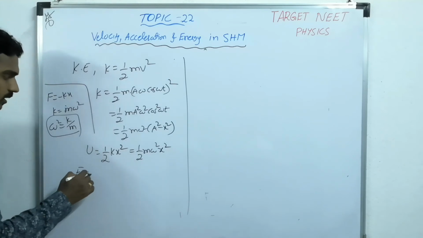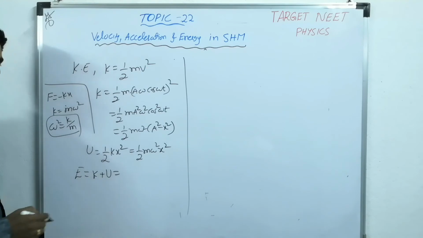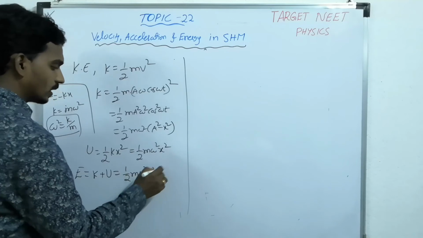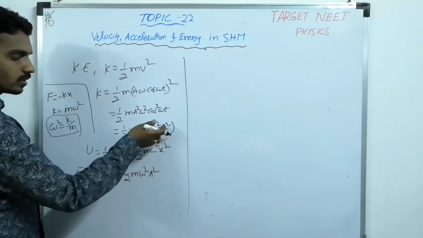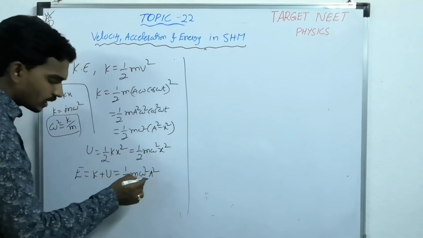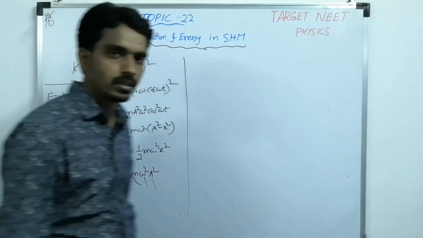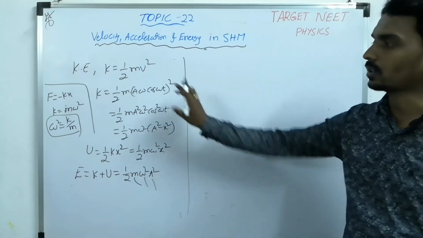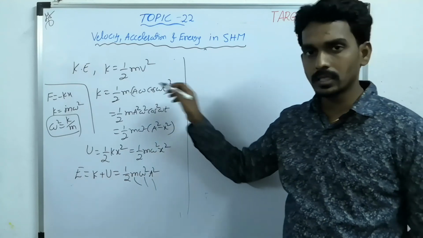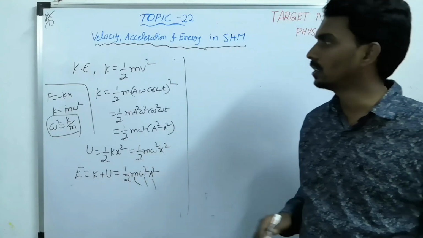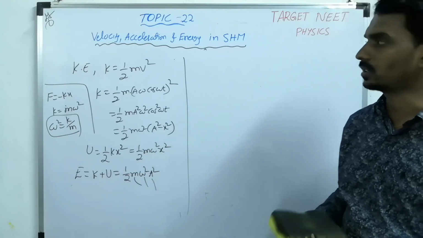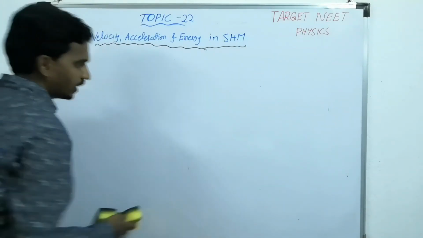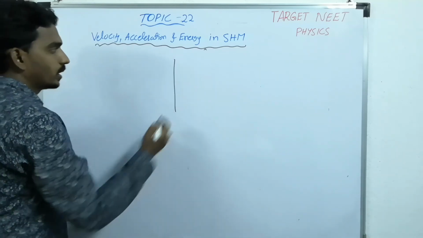Then the total energy will be kinetic energy plus potential energy. Add these two, then half m omega square a square, because the x square term will get cancelled. Now m is constant, omega is constant, a is constant. So the total energy of a body or particle in SHM always remains constant. The kinetic energy changes, potential energy changes, but the total energy remains constant. So let us understand all these things together in one diagram. Let's take, this is the equilibrium position.